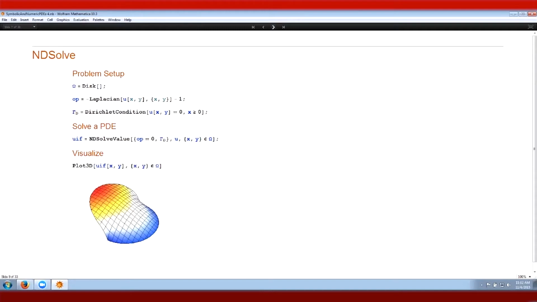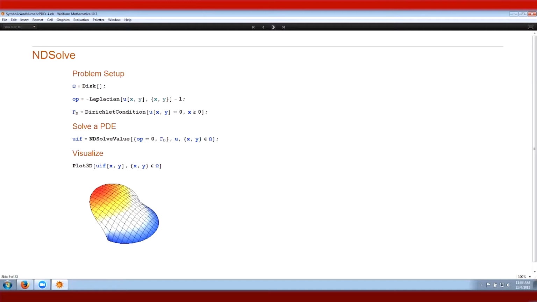Here's a second example. The region we'd like to solve the PDE over is a disk, omega. The operator is the negative Laplacian of u minus 1, and we specify a Dirichlet boundary condition that says that the dependent variable u is supposed to be 0 for all values of the region where x is larger than 0. Again, we call NDSolveValue, set the PDE operator to 0, give the Dirichlet boundary condition as an argument, u is the dependent variable, and x and y are elements of omega, which is the disk in this case.